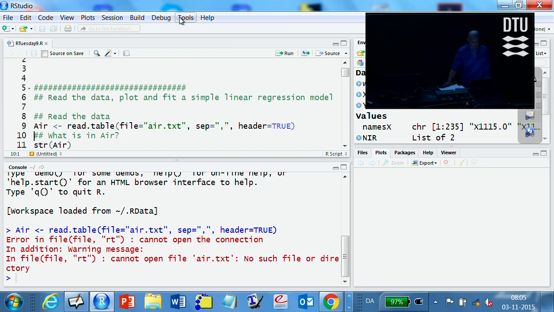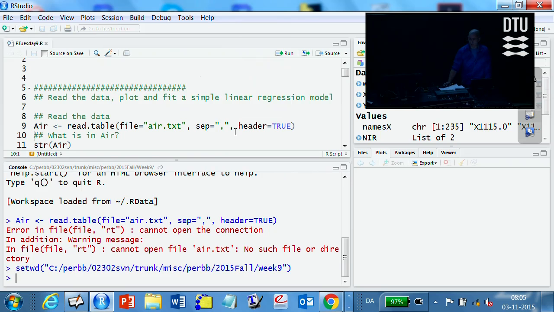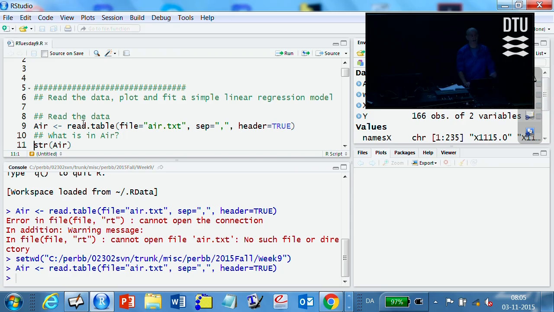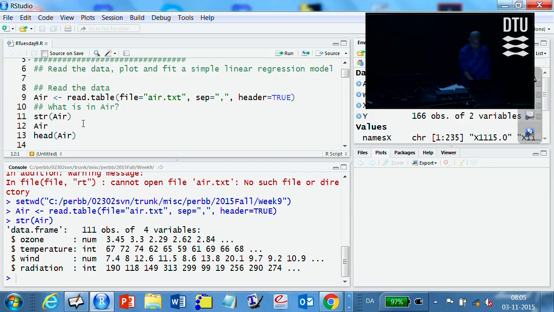Something went wrong. That's also the typical thing. I didn't make sure that I had the right working directory. Now I have. So I had a copy of this file on my laptop. We can use str on the file to see we have the 4 variables. There are 111 observations of 4 variables in the data set.